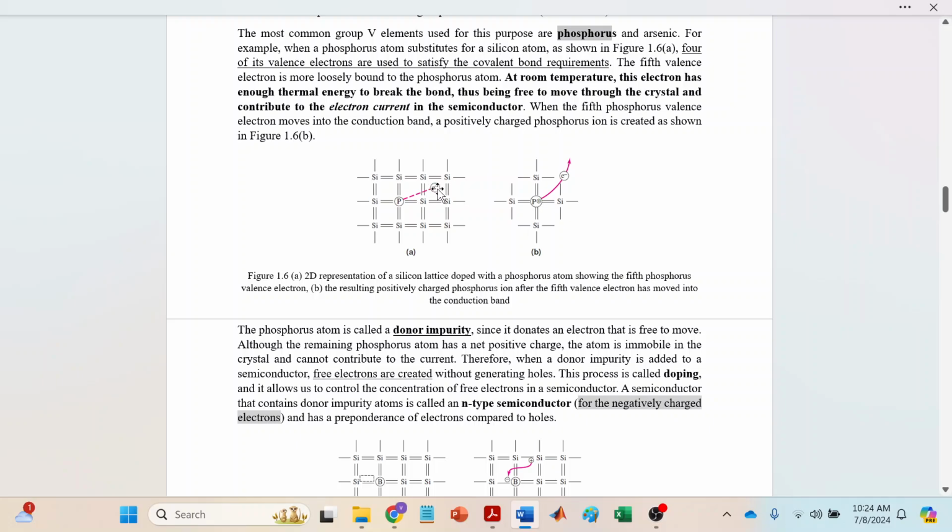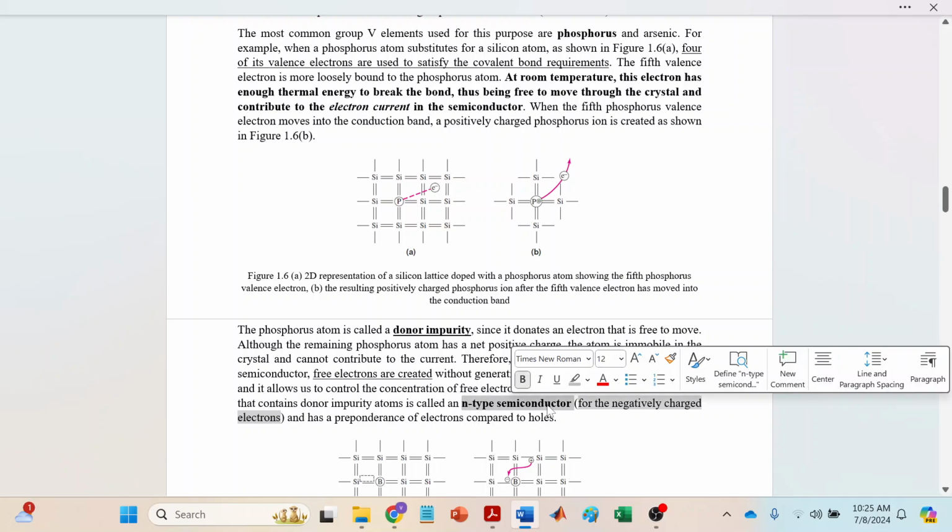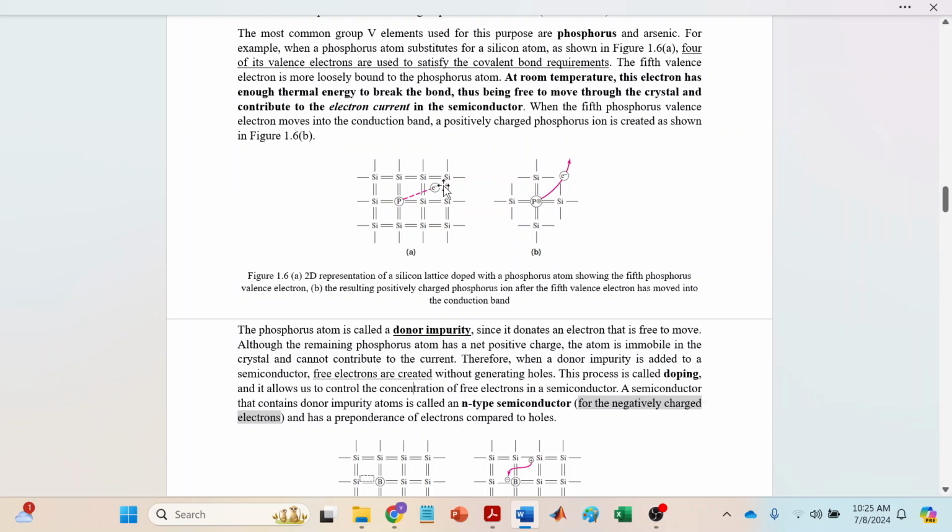So it is electrons that are created, and the process is called doping, and it allows us to control the concentration of free electrons in a semiconductor, because we know the controlled amount of phosphorus we are adding into the semiconductor. A semiconductor that contains donor impurity atoms is called an N-type semiconductor, given the fact that negatively charged electrons move within the crystal lattice. No holes are produced.